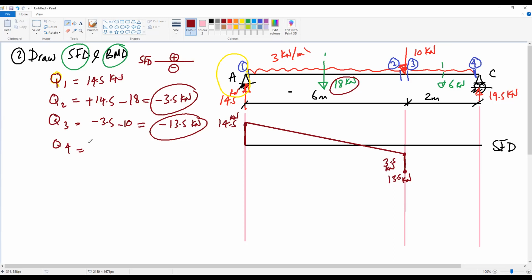Okay, then from 3 to 4, we have Q4. The shear at 4 will be Q at 3, which is negative 13.5, minus the uniform load in this part, which is 6. So minus 6, so we reach negative 19.5 kilonewton. Negative means below datum. So the shear at this point will be 19.5 kilonewton below datum, and we connect these 2 points with a straight line.